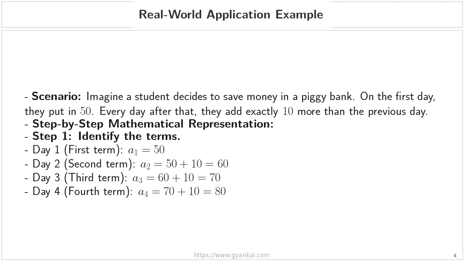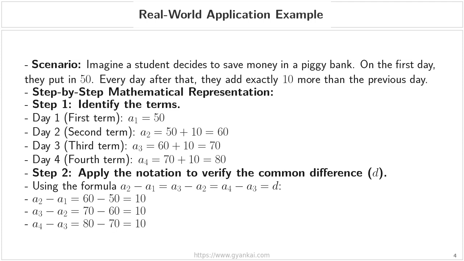In step 1, we need to identify our terms. Using the notation we learned in the previous slide, the first term, which we call a sub 1, is 50. On day 2, we take that 50 and add 10, so our second term, or a sub 2, becomes 60. Following that same pattern, for day 3, we add another 10 to 60, giving us a third term, a sub 3, of 70. By day 4, we add 10 again, making our fourth term, a sub 4, 80.